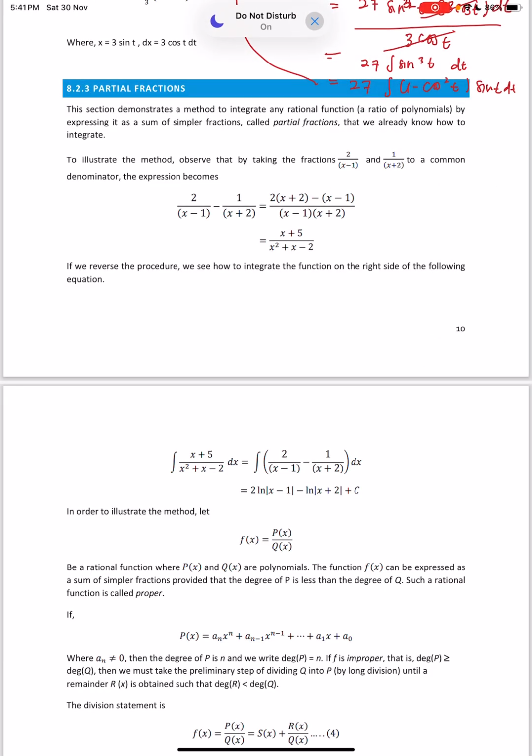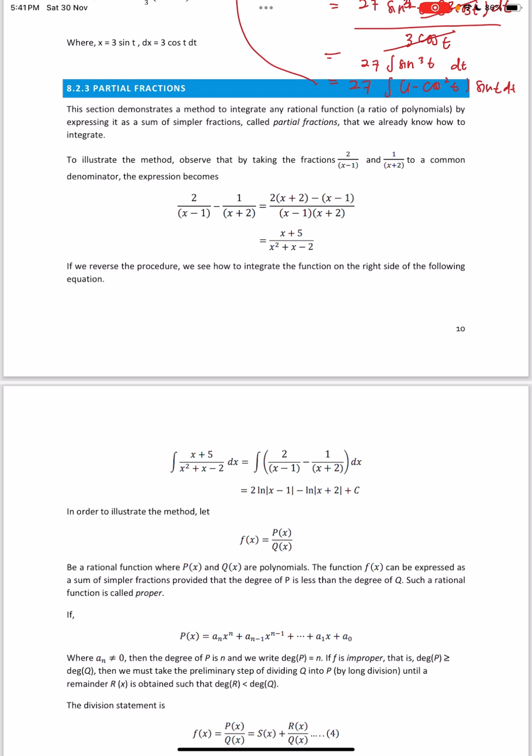Alright, now let's look into another technique for solving integration, which is when we are dealing with partial fractions. This section demonstrates a method to integrate any rational function, which is a ratio of polynomials, by expressing it as a sum of simpler fractions, called partial fractions.